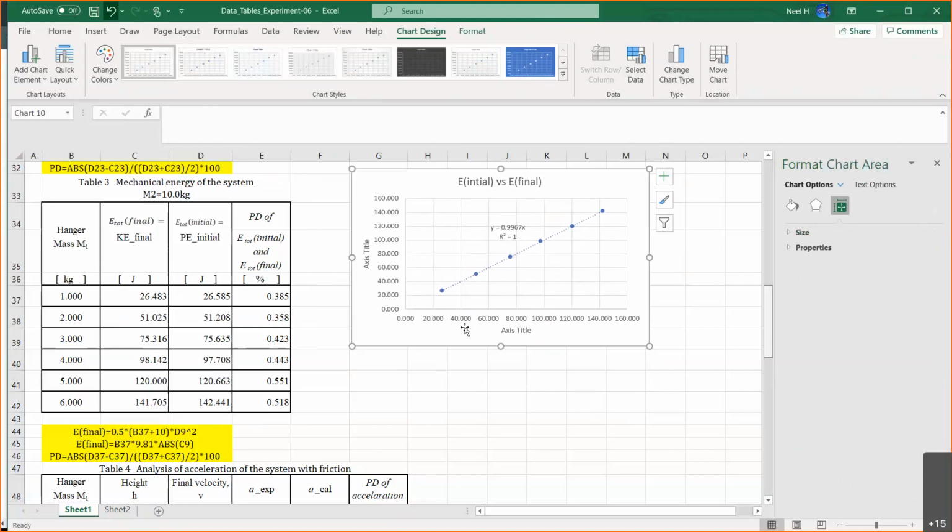Okay, so let's do the x-axis. This is E initial, and the units are joule. And this should be E final then. Any questions? Always raise your hand, doesn't matter, anytime you would like. If you don't ask any question, I'm going to continue, okay?